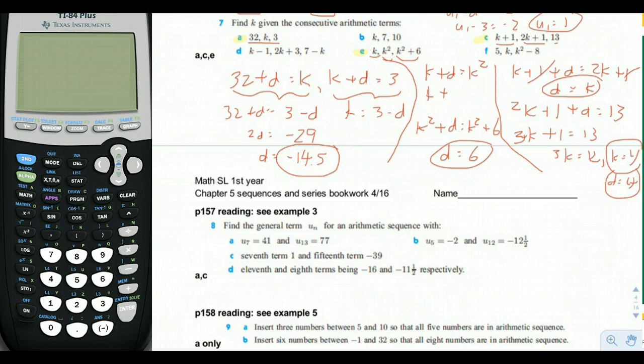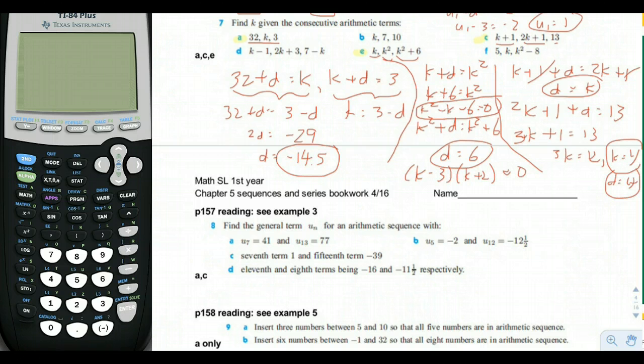Now we have a quadratic. If we have a quadratic, what we probably want to do is make it equal to 0. So k squared minus k minus 6 is equal to 0. Then we just need to find the roots of that to find the solutions for k. I think there are two solutions. k could be negative 2, or it could be positive 3. Those would be the solutions to this, right?